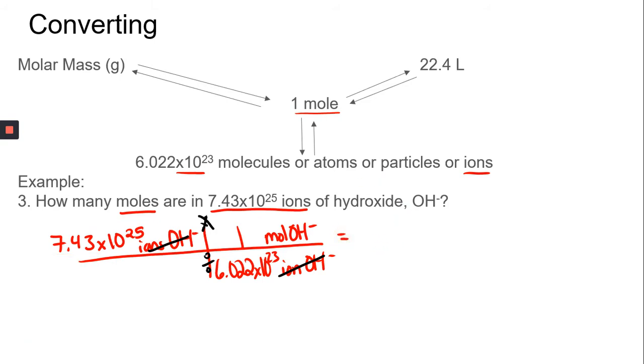So we're typing it into our calculator, 7.43, special button, 25 times 1 divided by 6.022, special button, 23. We want 3 significant figures because of the number given to us in the problem. So our answer would be 123 moles.